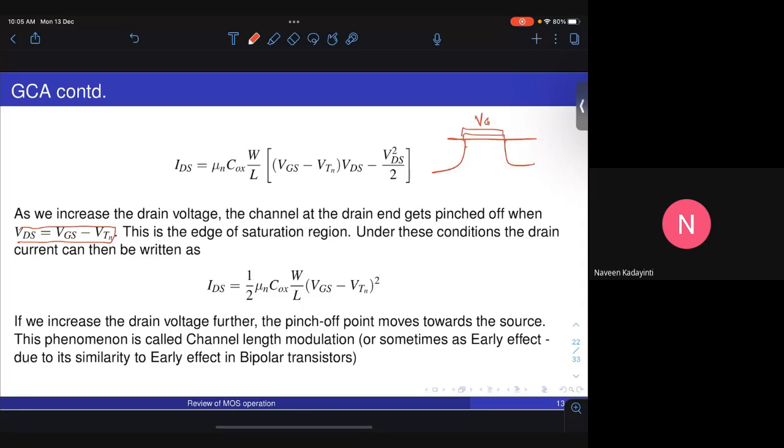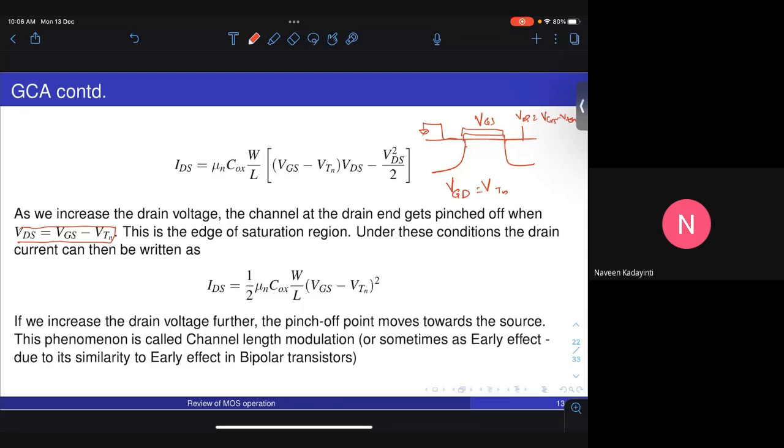if this is my VGS, source is at ground, and VDS is equal to VGS minus VTN. What happens at this point is the gate to drain potential becomes exactly equal to VTN. So when drain to source is equal to VGS minus VT, the gate to drain potential becomes exactly equal to the threshold voltage, which means that there is no inversion layer charge at the drain end, and that is what is known as the edge of saturation.